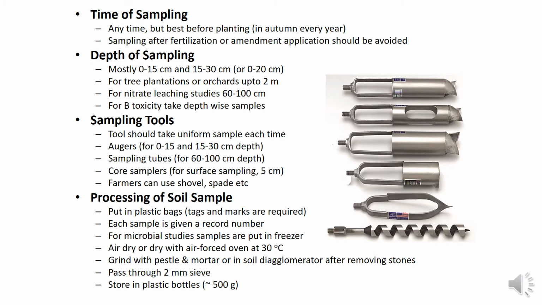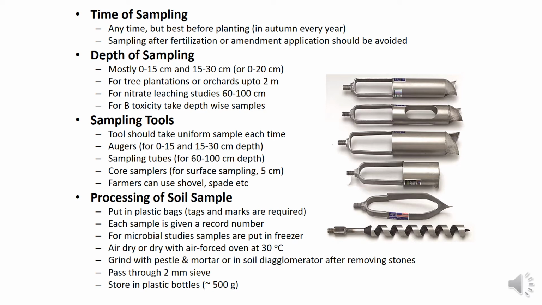The sampling process is very simple. After taking the sample, you can put it in a plastic bag, and each sample should be properly labeled. This is very important. If we don't label properly, then all the efforts we put into the soil sampling go to waste. So it's very important to do proper labeling. For microbial studies, samples should be put in the freezers.